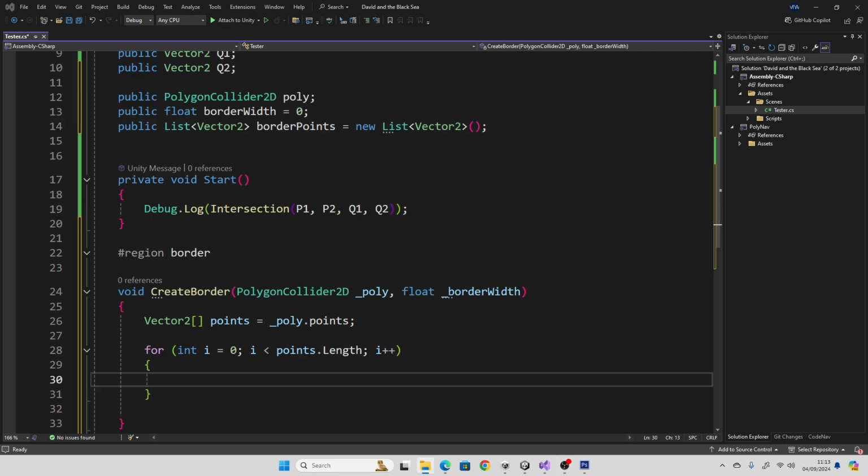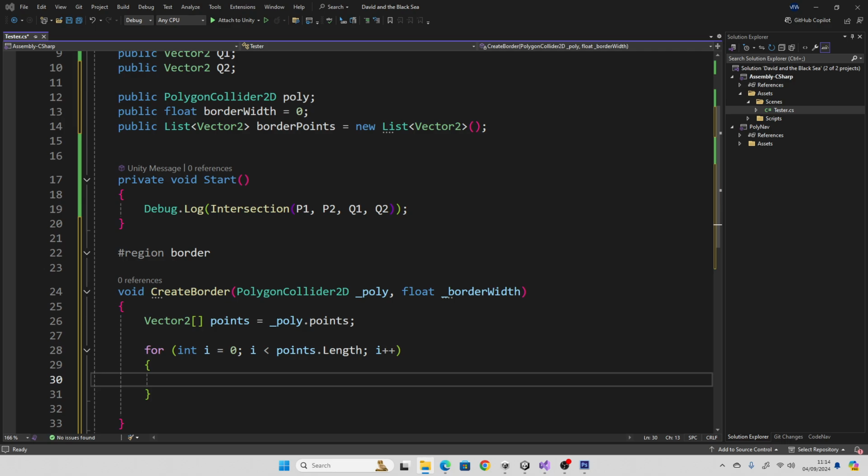Okay, so I can do an equation where I could just take whatever the point is. So I is 0, I can take I, and I can minus 1. The problem with doing that is that I minus 1 is going to be negative 1, and that's going to break our array, because I'm going to be looking through the list of points for an array, and if I do that, then I'm going to get negative 1.